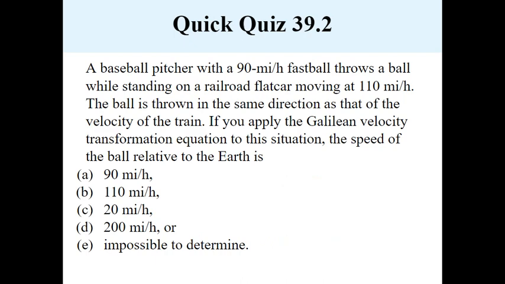So consider this. A baseball pitcher can throw a 90 mile per hour fastball, and right now they're standing on a railroad flat car moving at 110 miles per hour. They throw their fastball in the same direction as the velocity of the train they're on. Using the Galilean velocity transformation equation that we just saw, what is the speed of the ball relative to the Earth?